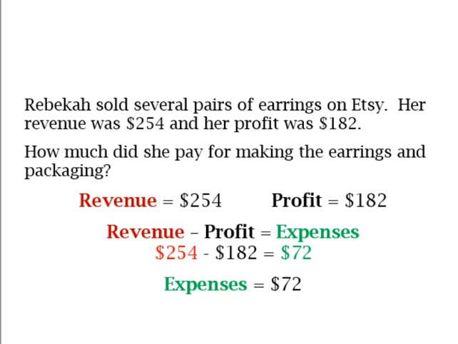Let's look at our problem. So again, we know the revenue is $254 and the profit is $182. To find out the expenses, we subtract. The revenue minus the profit is equal to expenses. $254 minus $182 is equal to $72. So Rebecca's expenses for making her earrings is $72. Great job.